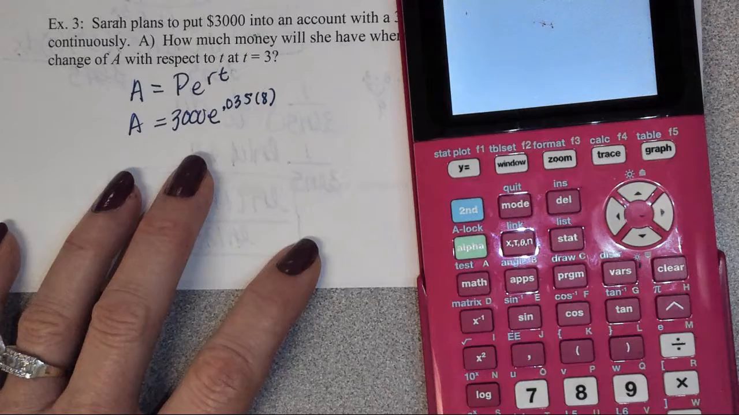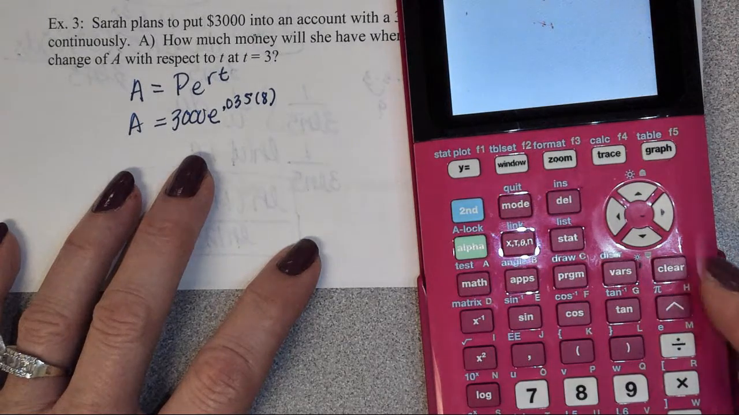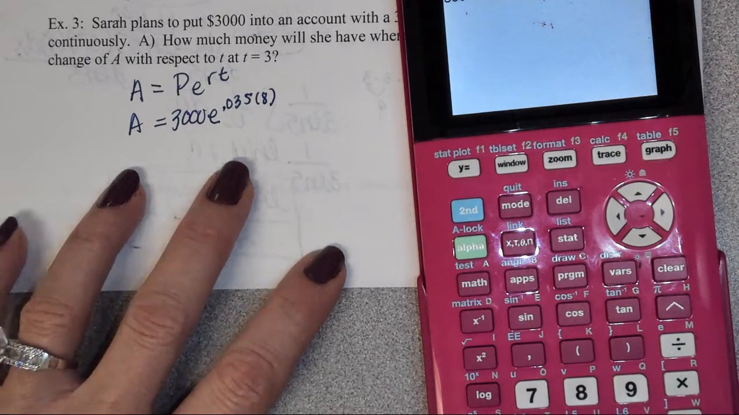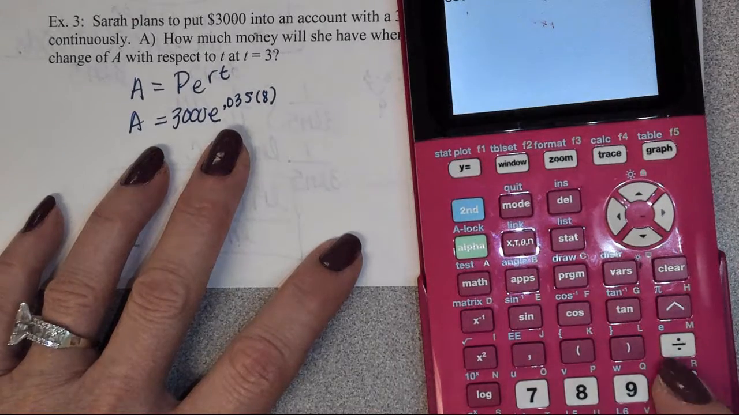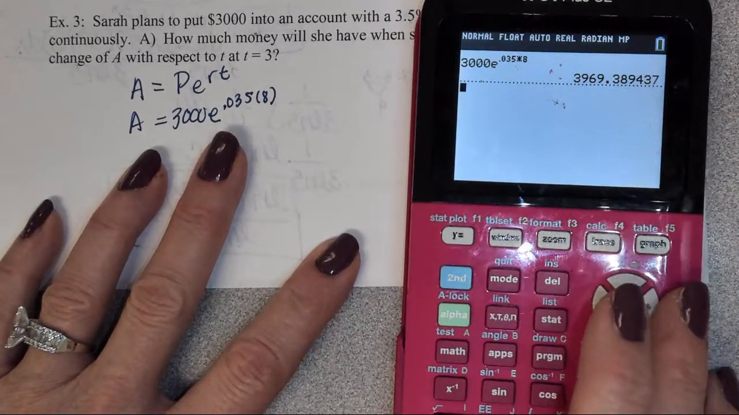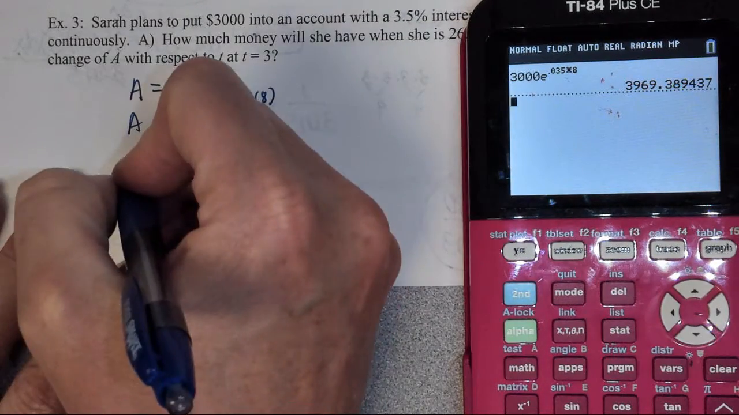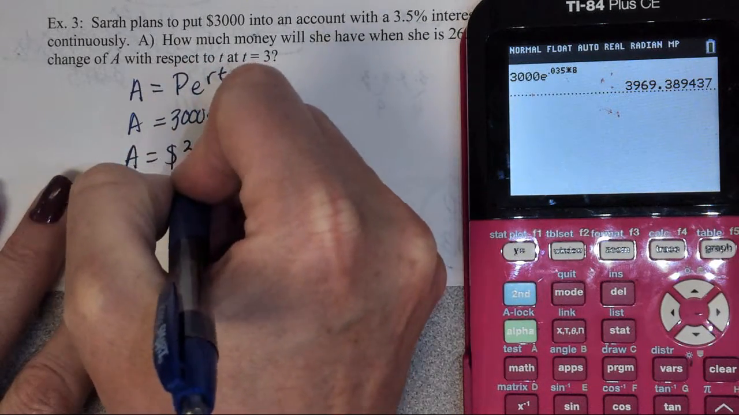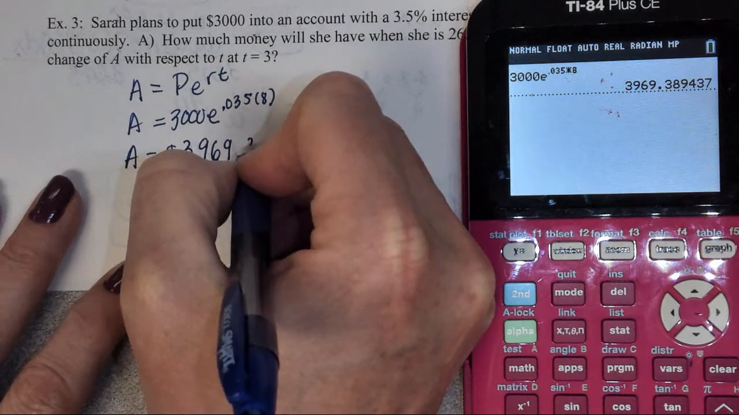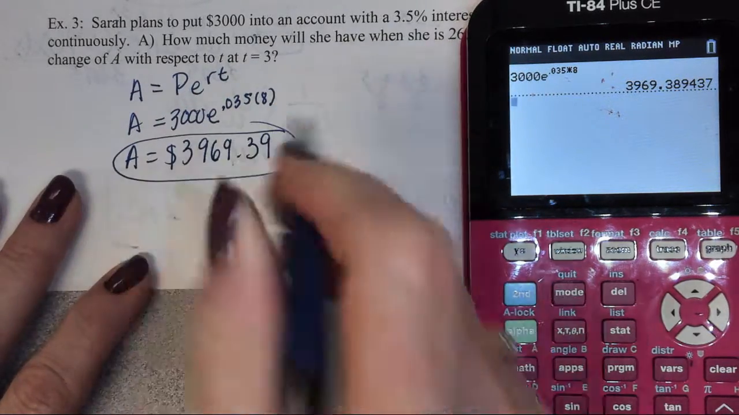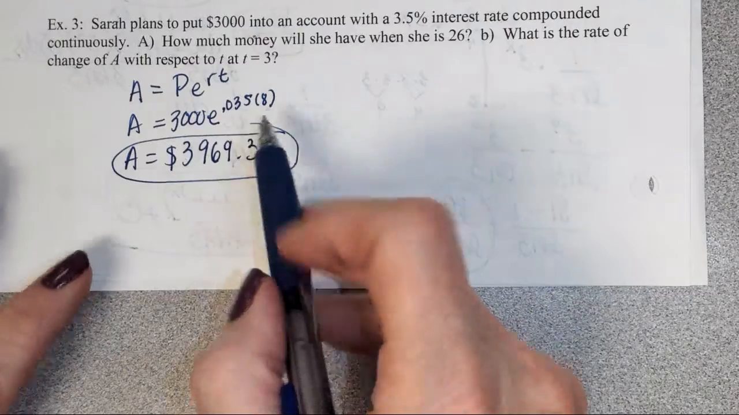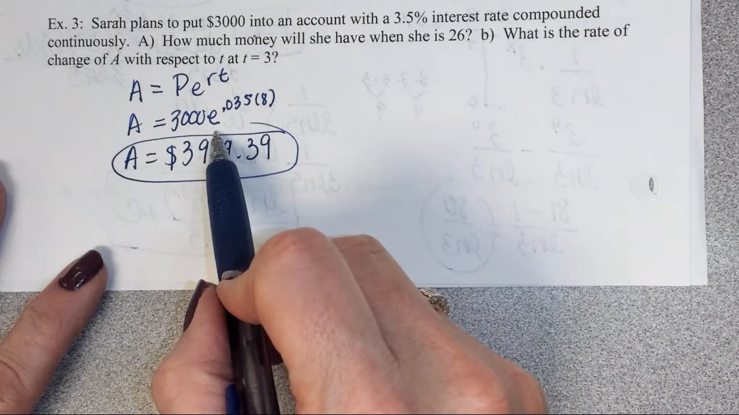So we're going to do 3,000 e raised to the 0.035 times 8. So with that continuous interest, we're going to end up with $3,969.39. This is continuous interest. Okay?